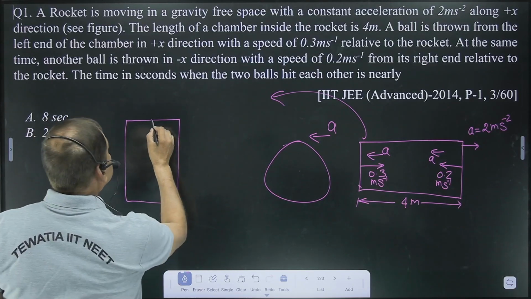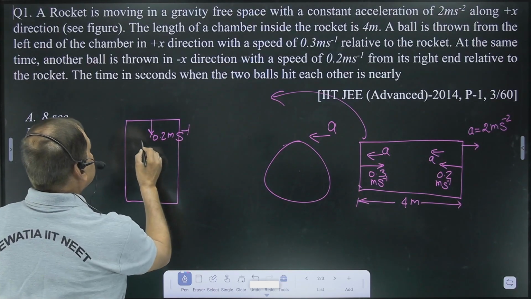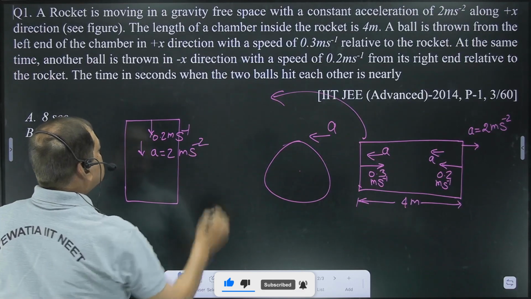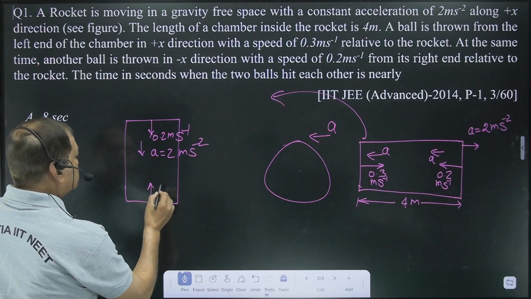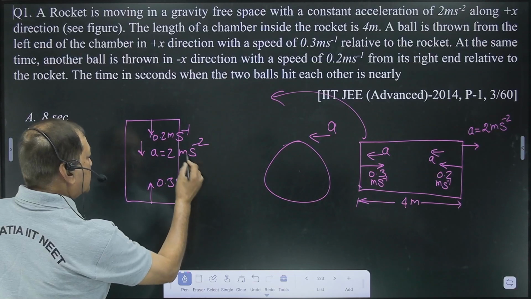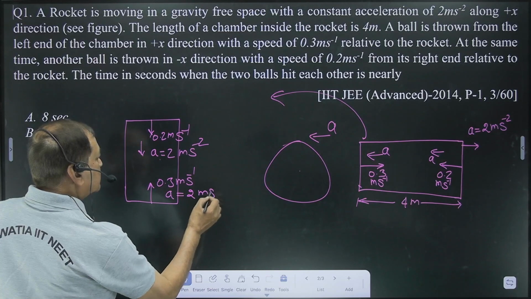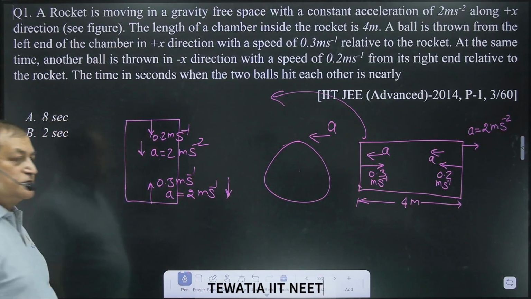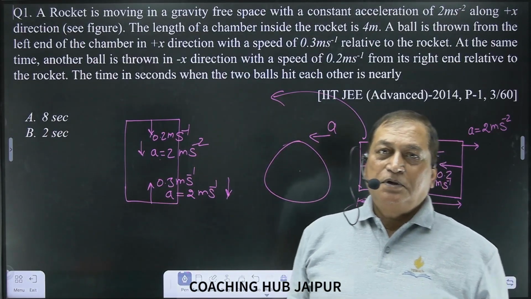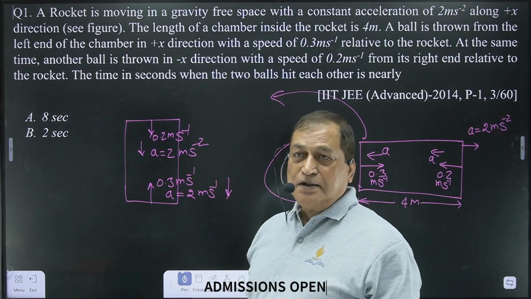This is 0.2 meter per second. Acceleration A is equal to 2 meter per second square. This side throw 0.3 meter per second, and acceleration A is equal to 2 meter per second square this side also. So this is a problem of motion in vertical line. It is asked after how much time they will collide.